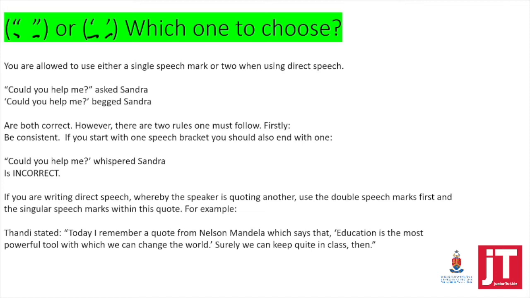Technically, over here, if we look over here, it says, "Could you help me?" asked Sandra, and "Could you help me?" begged Sandra. The main difference being this one uses one and this one is using two inverted commas. If you can see, both are considered correct. However, firstly, you need to be consistent. If you start with one speech bracket, you should also end with one. You cannot use two in the beginning and one at the end, and vice versa. Okay.